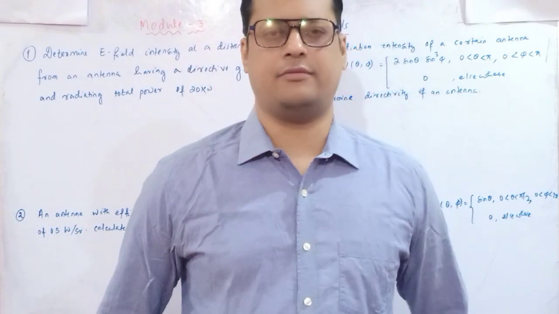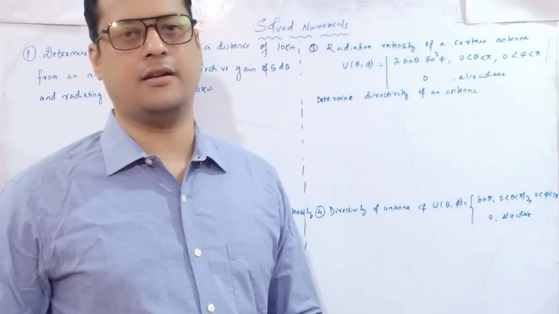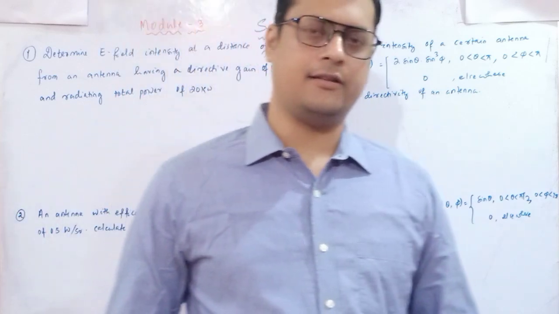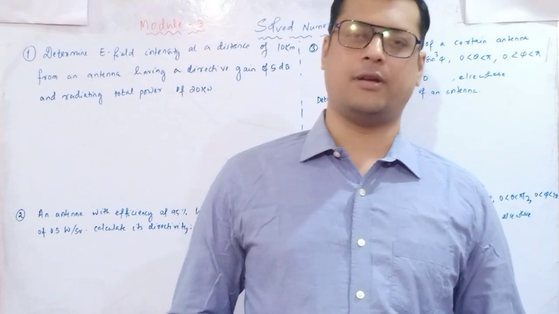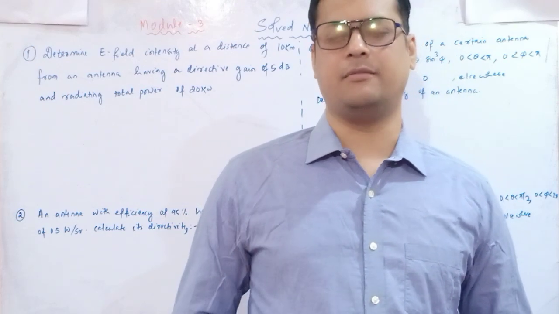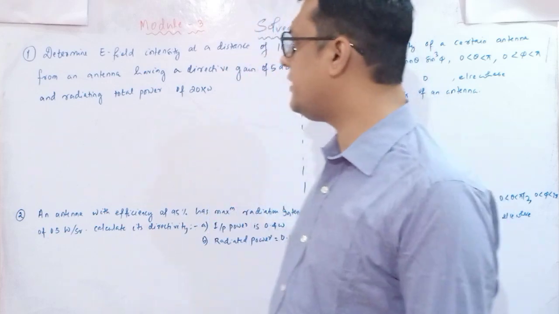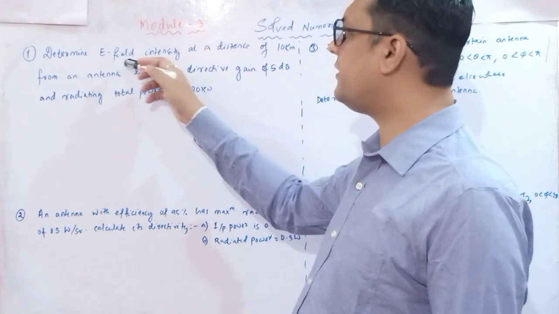We are going to discuss a few numericals on the previous class discussion regarding the antenna gain, then directivity, then directive gain with Friis equation and all. So one by one we will see what features are available with respect to the given questions. So first question, as you can see, I have written it: determine electric field intensity.